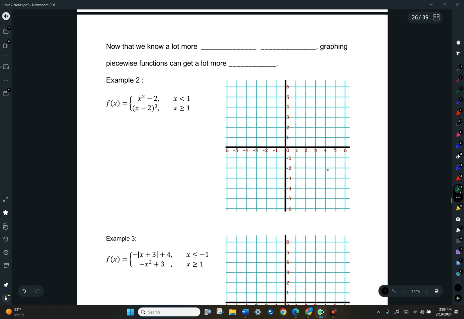But now that we know a lot more parent functions, right? We know parabolas, we know cubics, we know absolute value, we know square roots, we know 1 over x. So we know a lot of different parent functions. So now graphing piecewise functions can get a lot more fun. And yes, that's a fact. It's not an opinion.